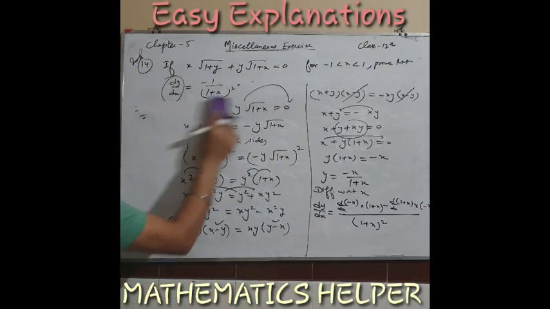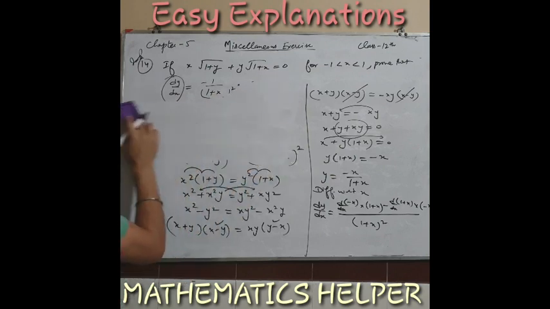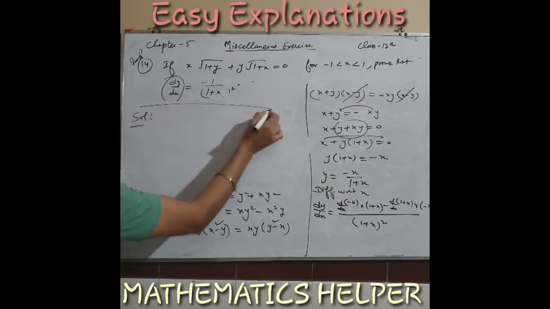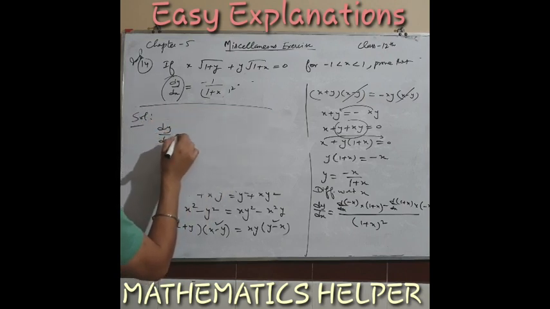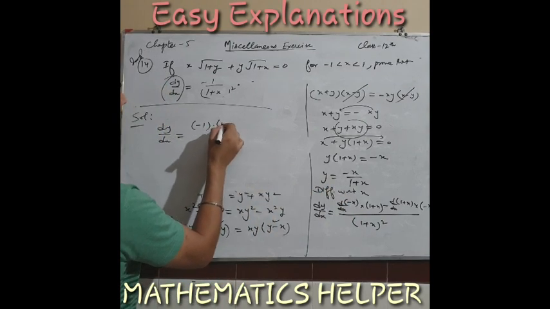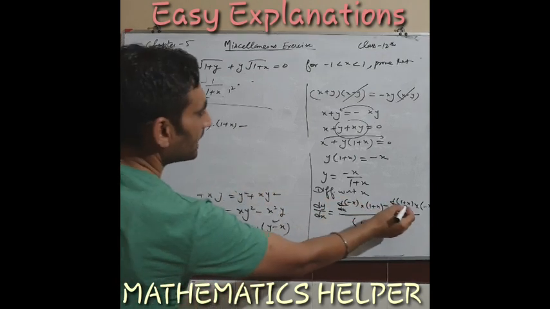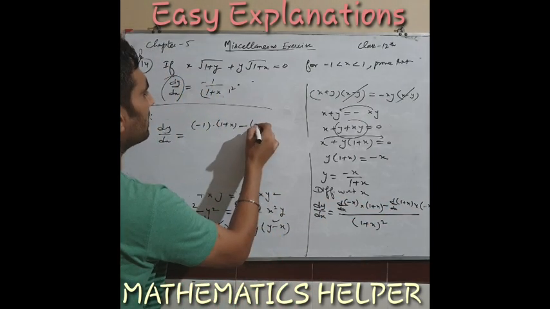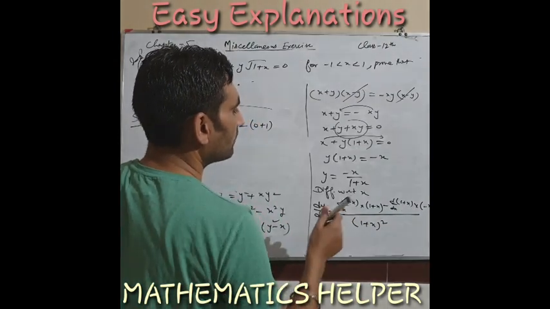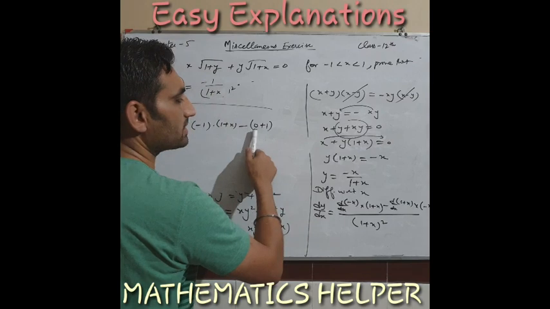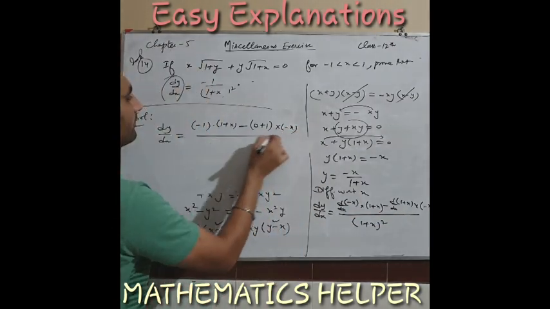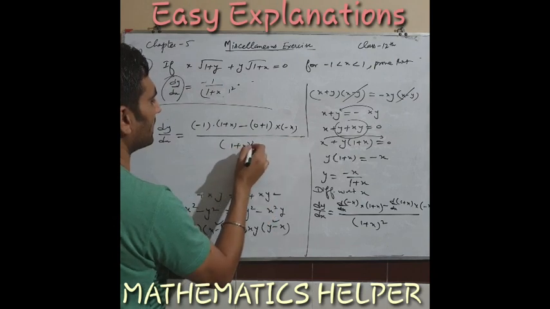I am going to write on this side because our requirement is we need the answer like this, minus 1 over 1 plus x raised to power 2. So its solution is dy over dx equal to derivative of minus x is minus 1 into 1 plus x. Then minus sign, derivative of 1 plus x is 0 plus 1. Derivative of 1 is 0, derivative of x is 1. Then into minus x over 1 plus x raised to power 2.